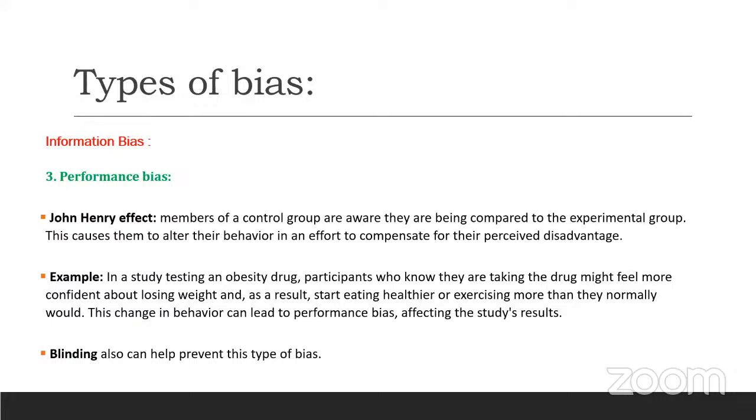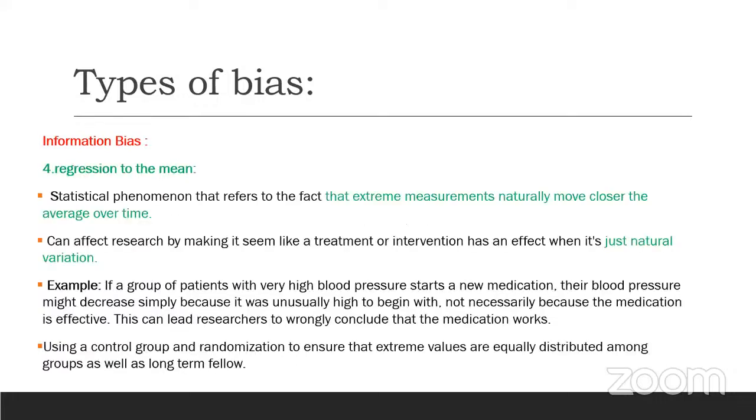An example of this: in a study testing an obesity drug, participants who know they are taking the drug may feel more confident about losing weight and, as a result, start eating healthier or exercising more than they normally would. This change in behavior can lead to performance bias, affecting the study results. Blinding can also help prevent this type of bias.